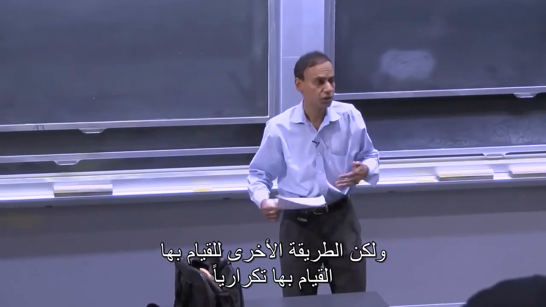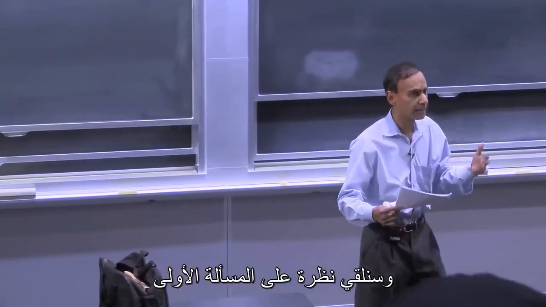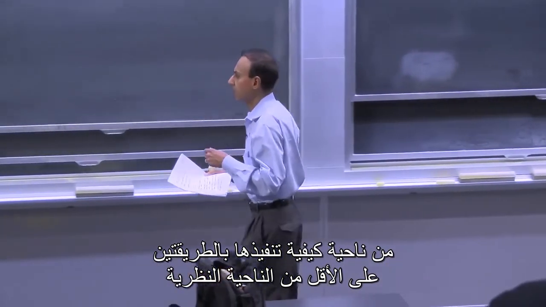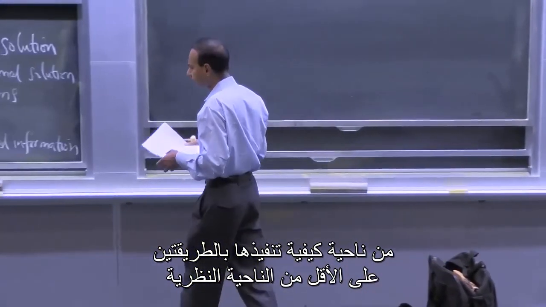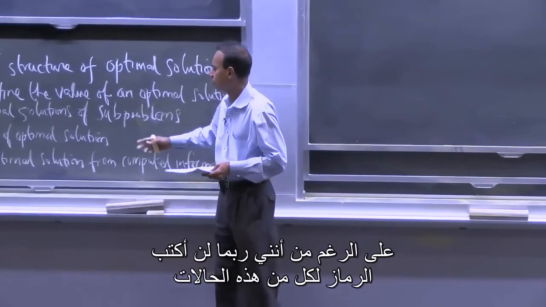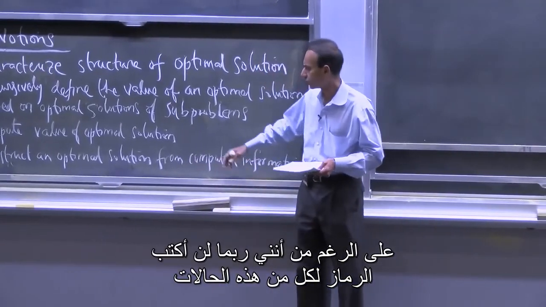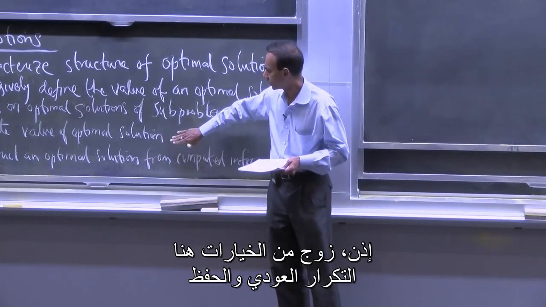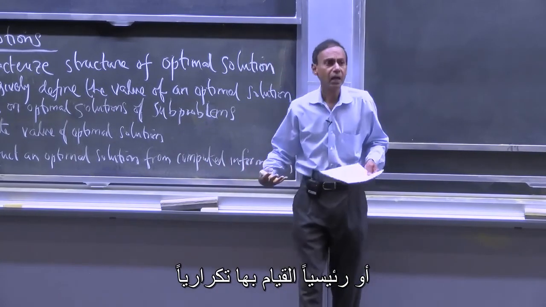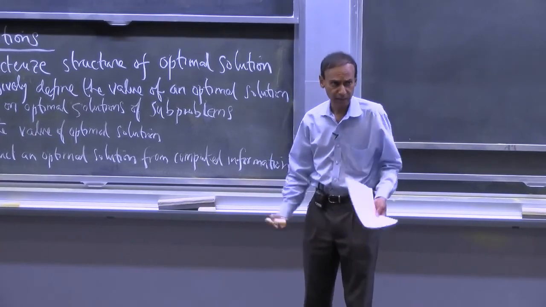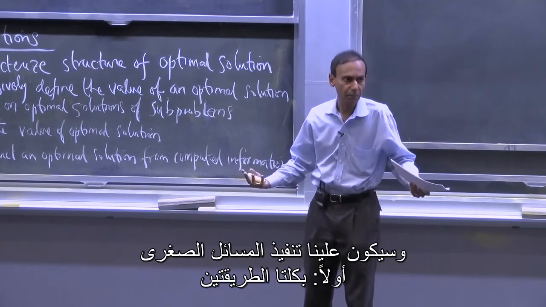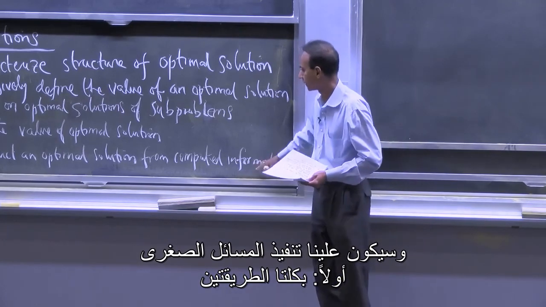But the other way to do it is to do it iteratively, and we'll take a look for this first problem at how you do the two different ways, at least from a conceptual standpoint, even though I might not write out the code for each of those cases. So a couple of choices here: recurse and memoize, or essentially do it iteratively, and the smaller subproblems would have to get computed first in both approaches.